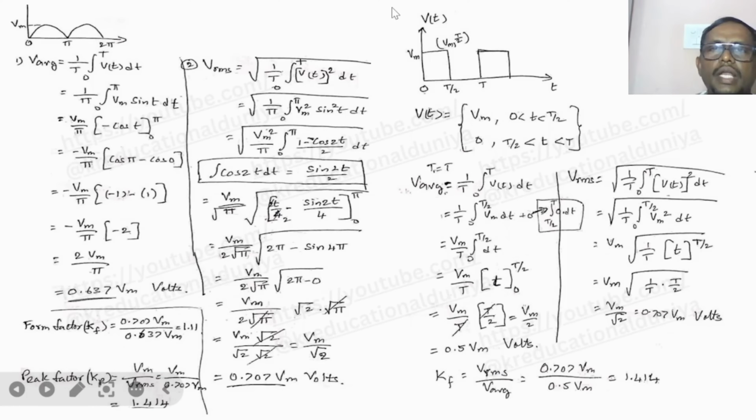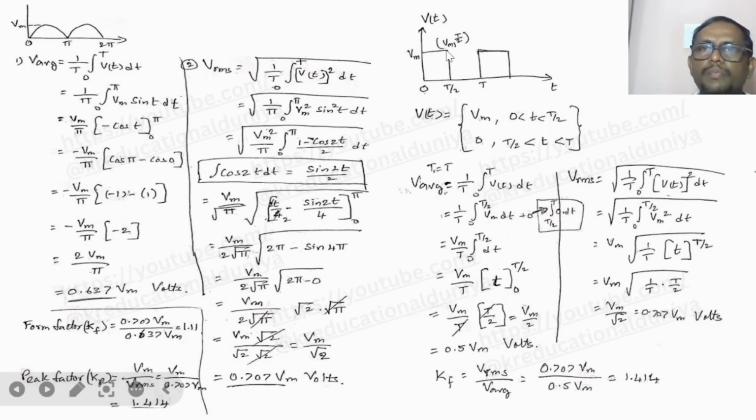Coming to the next circuit, this is called the square waveform. There are two types of square waveform. This is the half square waveform, and a full square waveform is also there. So this is the half cycle square waveform. Here the x-axis is t and the y-axis is v of t, and the maximum value is Vm.